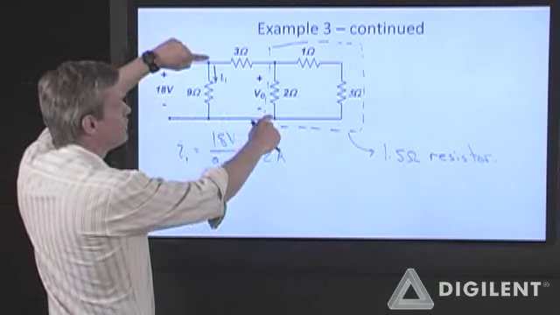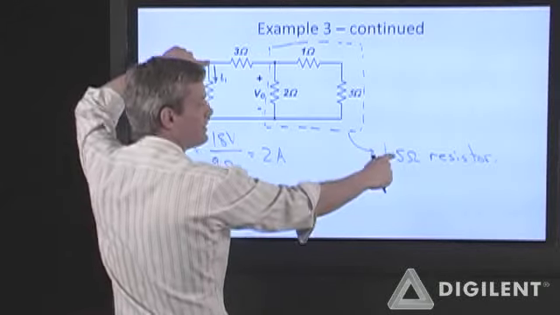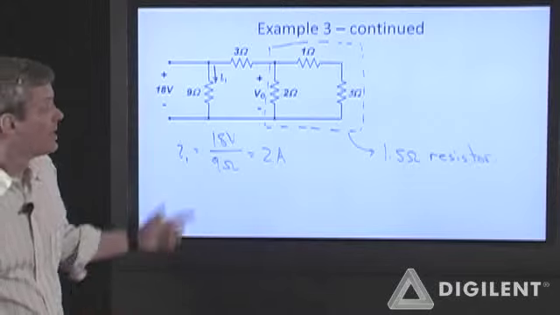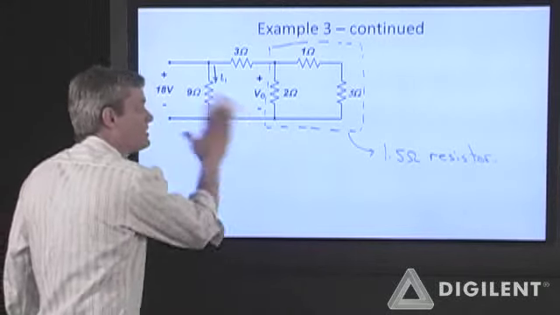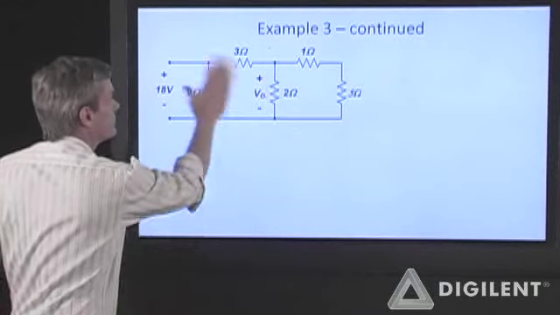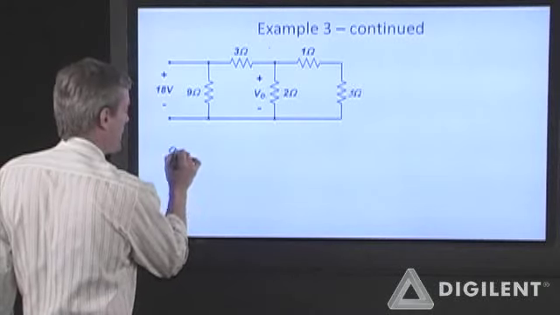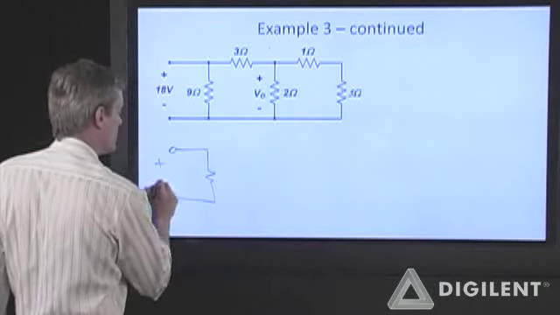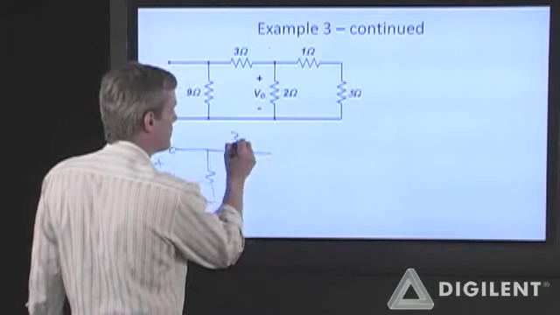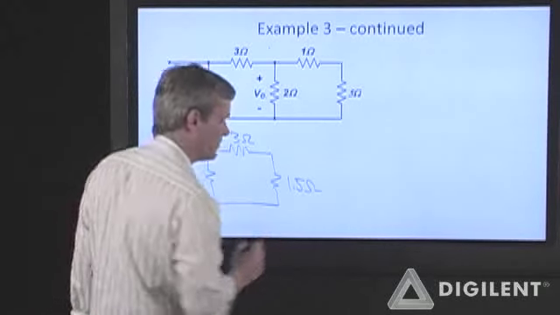I have an 18 volt difference between here and here. This 3 ohm resistor and this equivalent 1.5 ohm resistor will now form a voltage divider. Let me redraw the circuit to illustrate what I'm saying. So I can redraw this circuit as an 18 volt source with a 3 ohm resistor and an equivalent 1.5 ohm resistor.